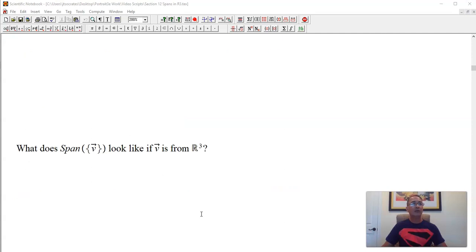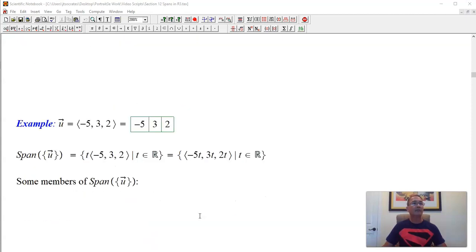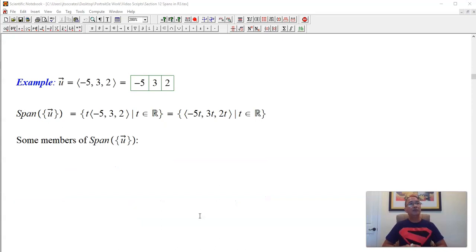So naturally now we want to ask the question, what does the span of a single vector look like if that vector is now from R3 instead of R2? Here is an example. We have a vector u, the vector -5, 3, 2, and we'll make the span of u. Again, that's all the scalar multiples t times -5, 3, 2, where t is a real number, and we can bring that scalar inside the vector, so it just becomes -5t, 3t, and 2t, where t is a real number. So let's begin by computing some members of this span.